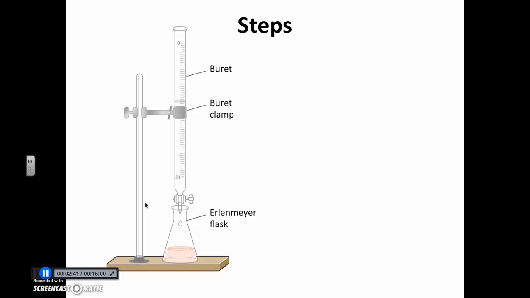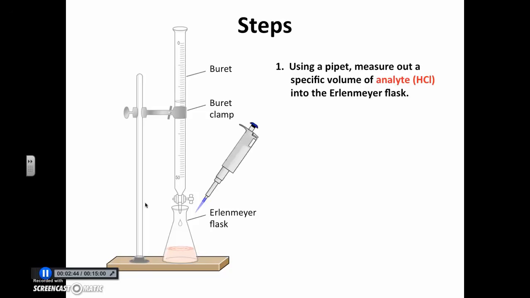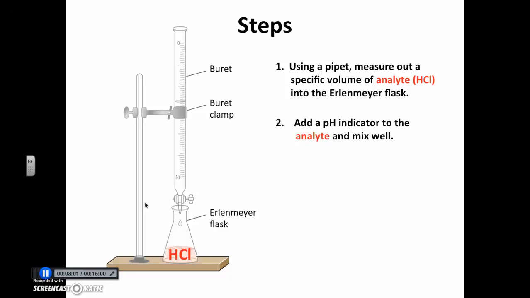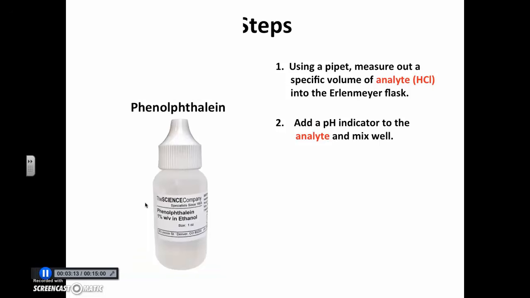Let's go through the steps one by one. So the first step in a titration is to use a pipette or other device that can accurately measure out volumes of liquid and measure out a specific volume of analyte into the Erlenmeyer flask. The next step here is to add a pH indicator to the analyte and mix well. A pH indicator is a substance that changes color with pH, and the most common indicator that's used in acid-base titrations is phenolphthalein. Phenolphthalein is colorless in acidic solutions, but it becomes pink in basic solutions.